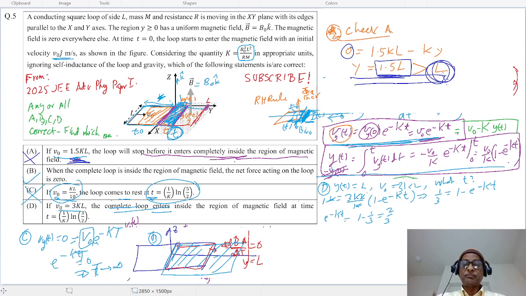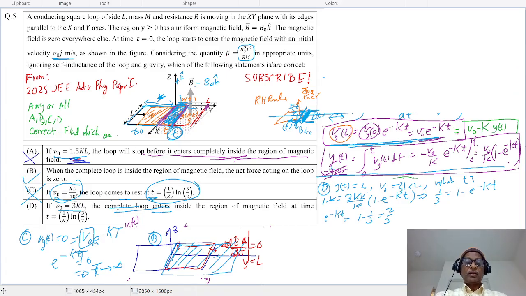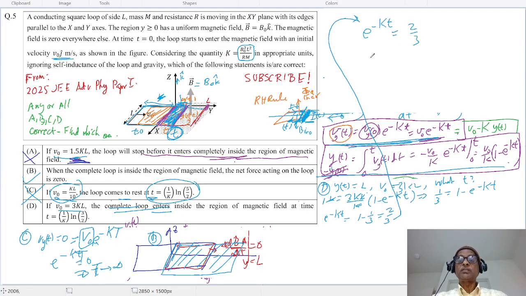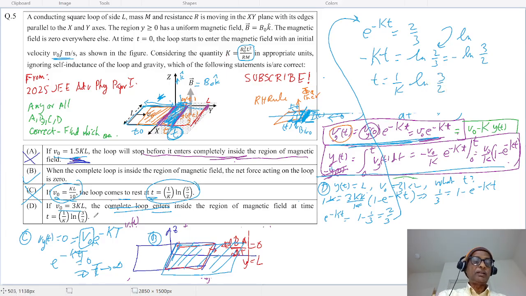So I didn't really make any mistake here. This 2/3 is fine. So e to the minus kt is 2/3. Then minus kt, taking the natural log on both sides, is natural log 2/3, so minus natural log 3/2. Flip it. So t is 1 over k natural log 3/2. And that's what the time will be when this loop is fully in, if it starts with this speed. So this is correct. So we have B and D as the answer.